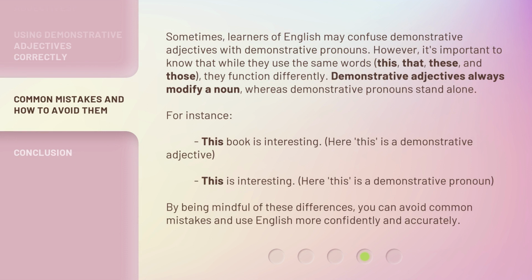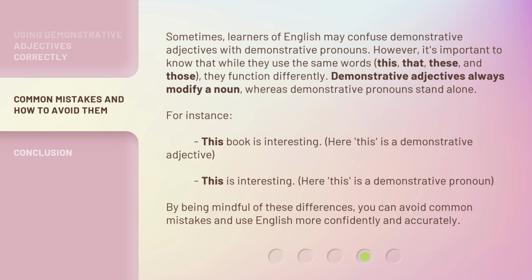Sometimes, learners of English may confuse demonstrative adjectives with demonstrative pronouns. However, it's important to know that while they use the same words, this, that, these, and those, they function differently. Demonstrative adjectives always modify a noun, whereas demonstrative pronouns stand alone.